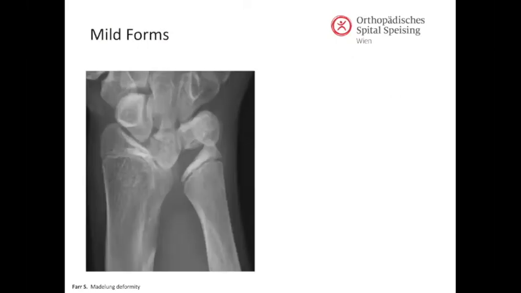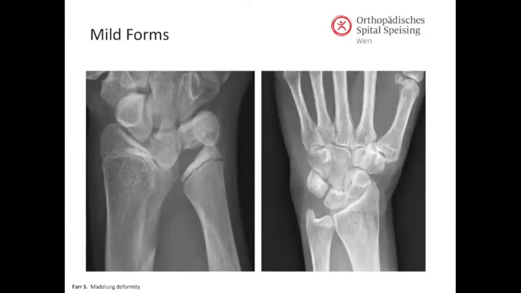But there exist mild forms as well, as I mentioned. So in this case, we would most likely agree that there is a Madelung. But how about this case? So a young adult case with a very steep radius plateau. Was it a Madelung? Was it not a Madelung? We actually don't know. And quite often we see young adult patients with wrist pain, unspecific wrist pain, and these images.